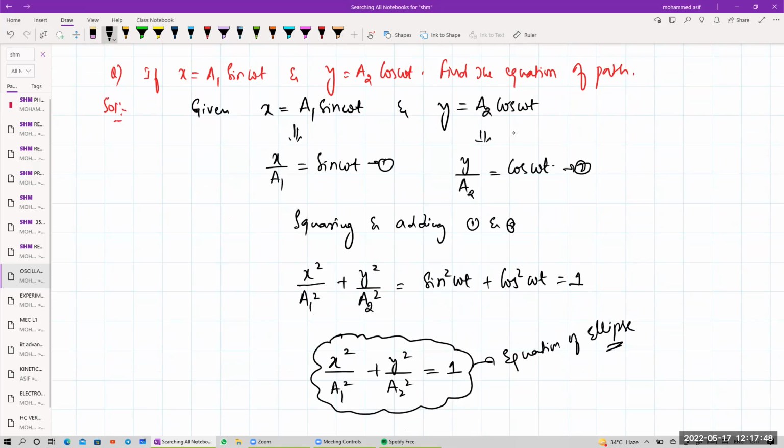Square the equations 1 and 2 and add them. Squaring and adding equations 1 and 2, there is x square by a1 square plus y square by a2 square is equal to sin square omega t plus cos square omega t. That value is 1. And you know that x square by a1 square plus y square by a2 square is equal to 1, and it will be the equation of what? Ellipse. Yes, sir. Isn't it?